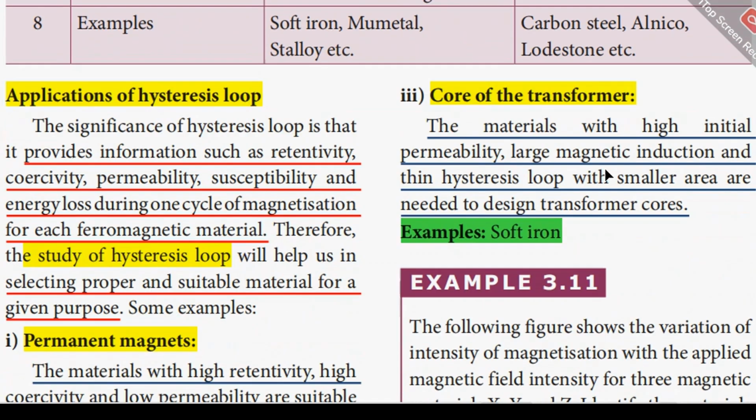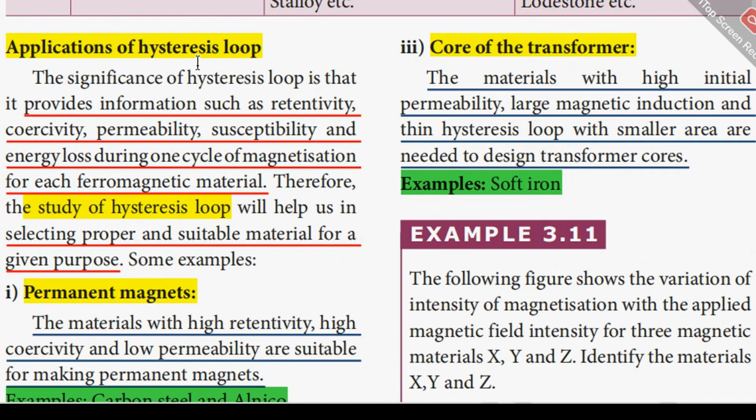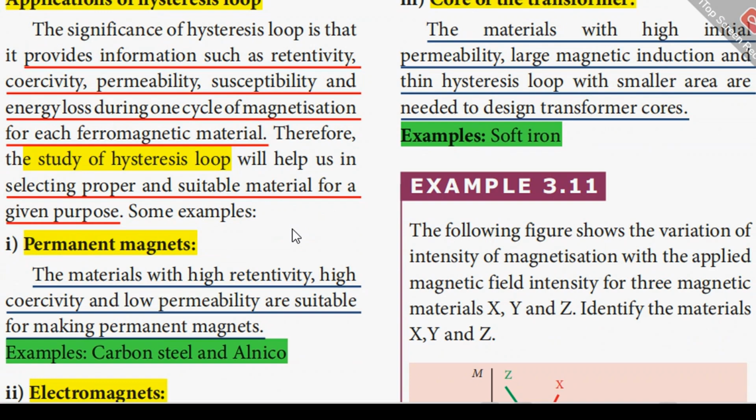Now let us see the applications of the hysteresis loop. The significance of the hysteresis loop is that it provides information such as retentivity, coercivity, permeability, susceptibility, and energy loss during one cycle of magnetization for each ferromagnetic material. Therefore, the study of the hysteresis loop will help us in selecting a proper and suitable material for a given purpose.